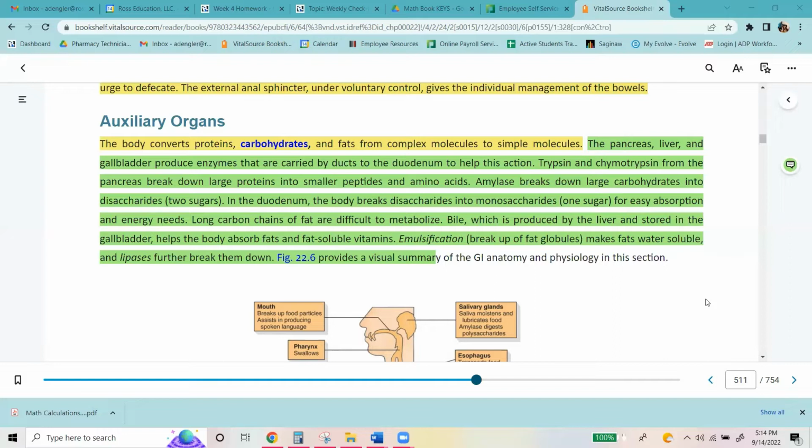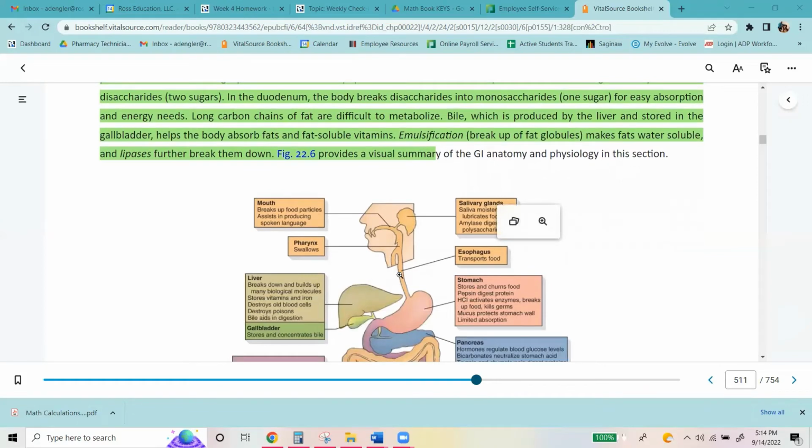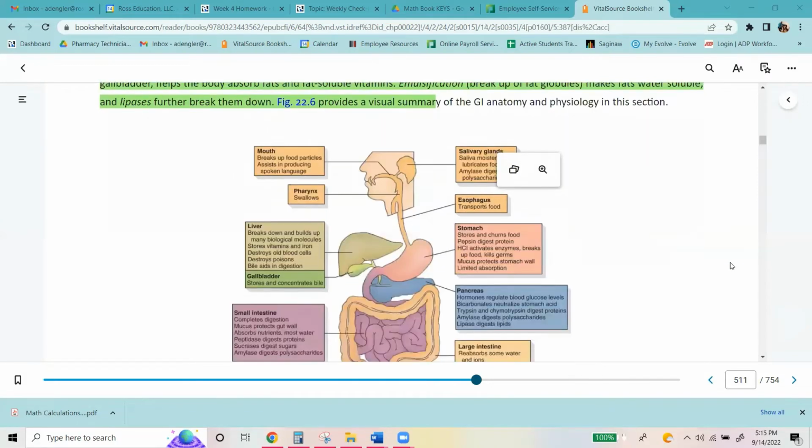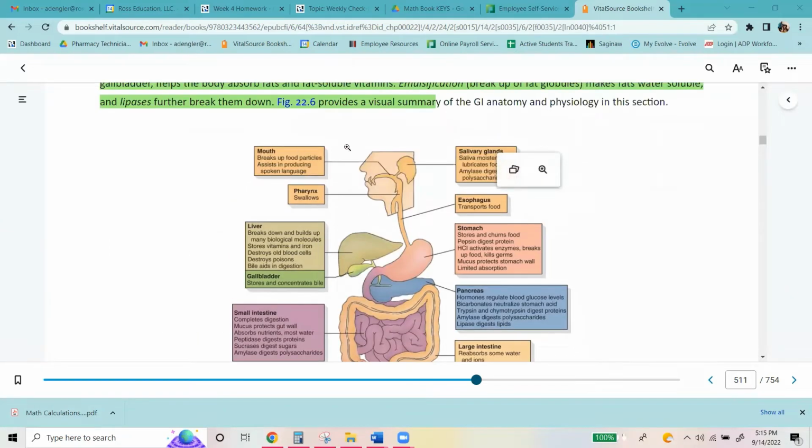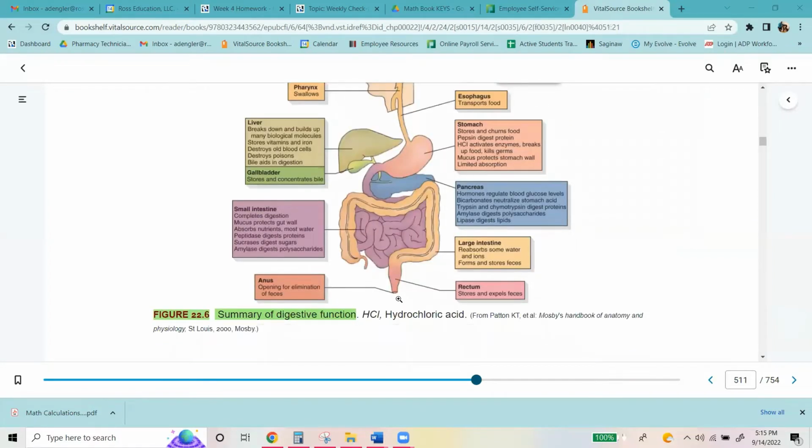Long carbon chains of fat are difficult to metabolize. Bile, which is produced by the liver and stored in the gallbladder, helps the body absorb fats and fat-soluble vitamins. Emulsification, the breakup of fat globules, makes fats water-soluble, and lipases further break them down. Figure 22.6 provides a visual summary. So it kind of gives you a visual and explains everything, the whole entire process, going from the mouth to the anus.